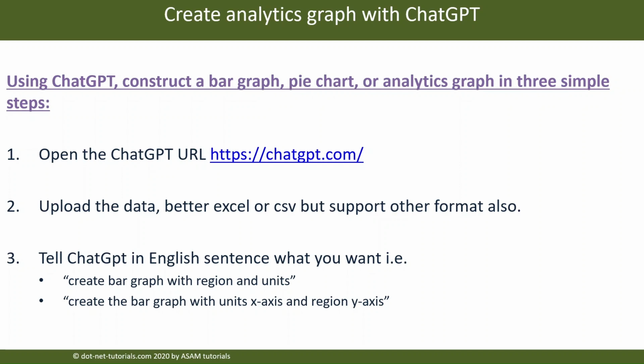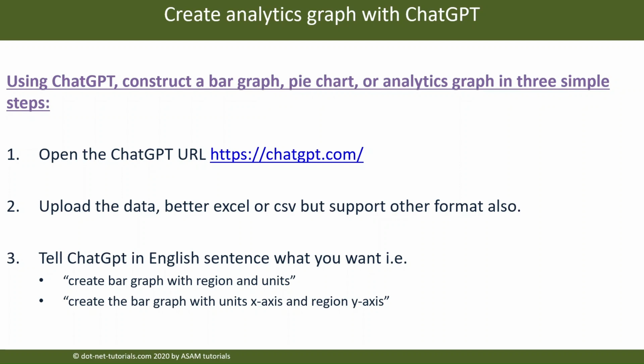In English, you just have to say, create a bar graph with region and unit, create a bar graph with unit x-axis and region y-axis. That's it. ChatGPT will generate the graph for you, and you can just take a snapshot and copy paste it into whichever report you want.